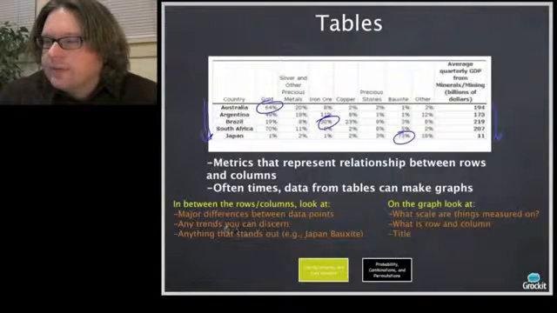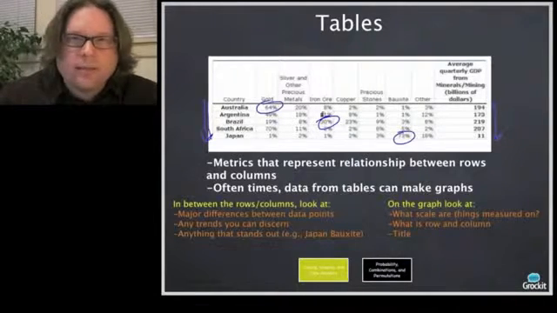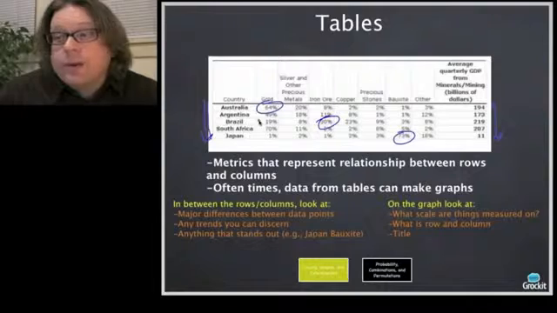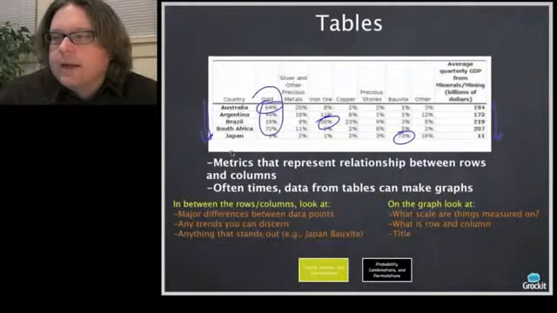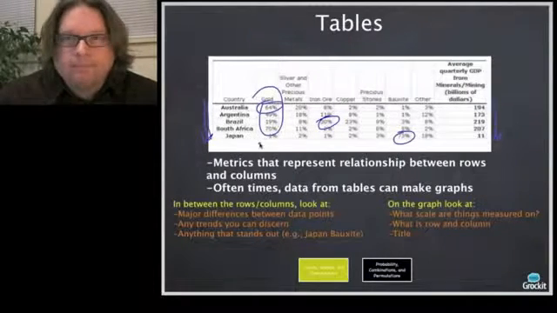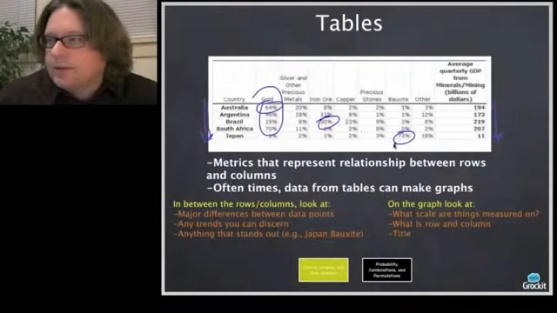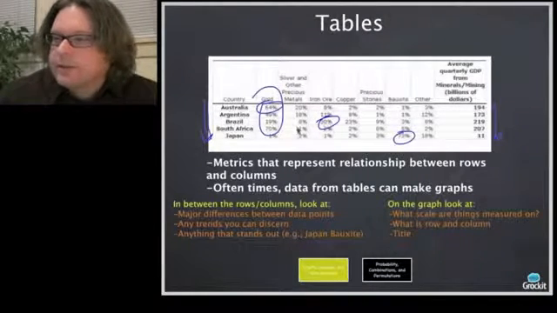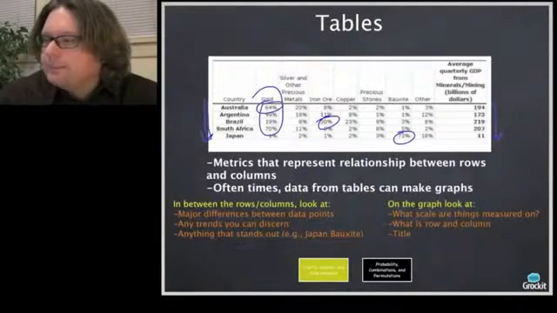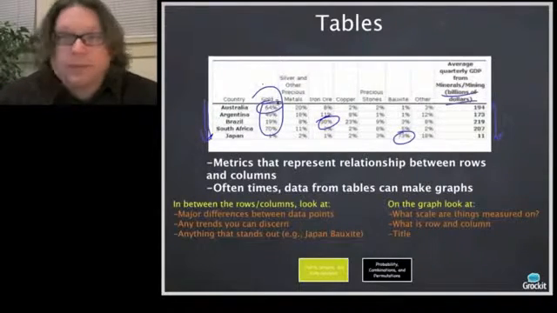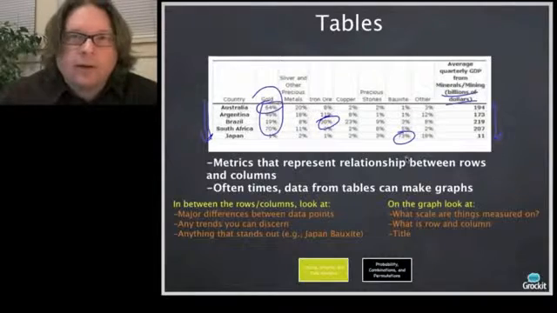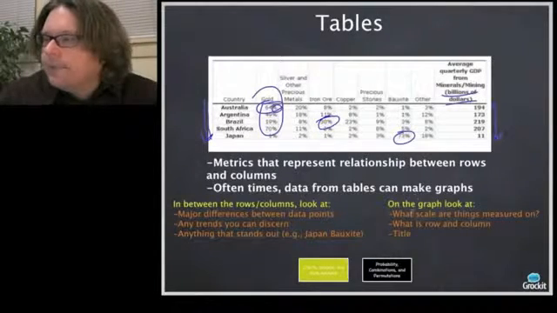So note the big differences, any trends. This one doesn't really have trends over time. The trend that you might notice is that most countries have gold as their leading percentage, Japan being an exception and Brazil being an exception. What scale are things measured on? Billions of dollars, and then these are just percents. Percents are always out of 100. That's what the little sign means. And again, the title, if you have one.